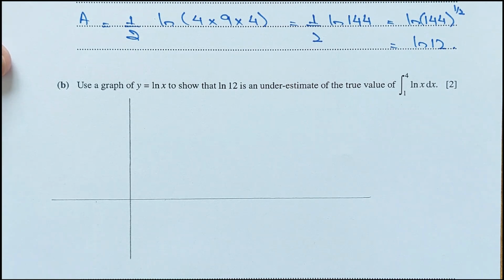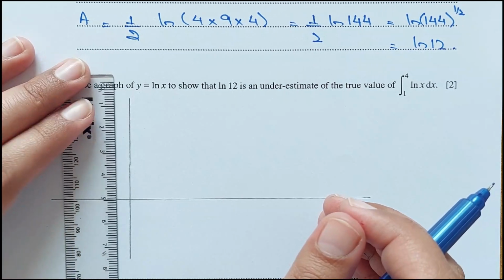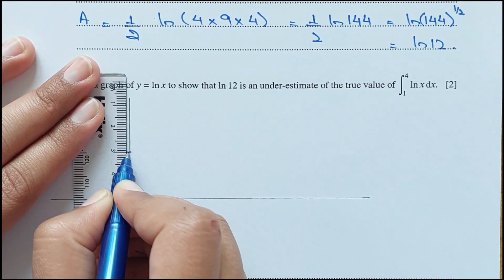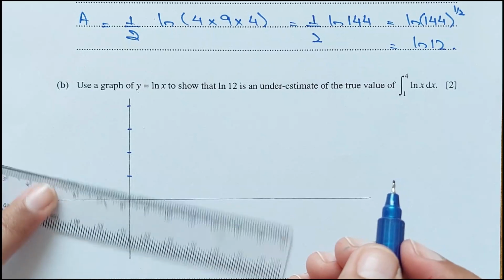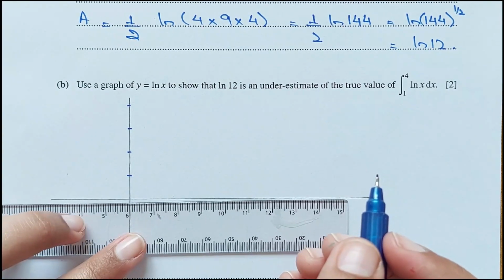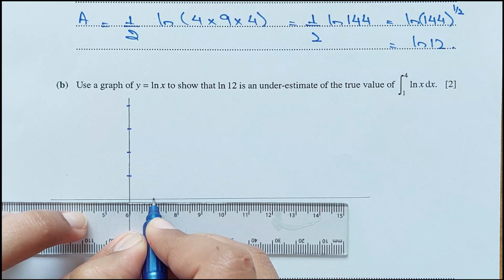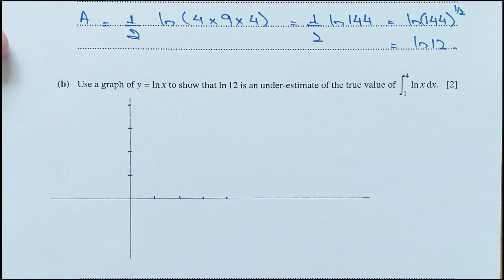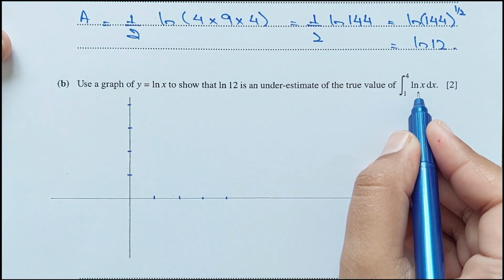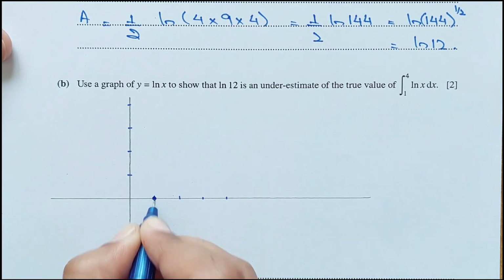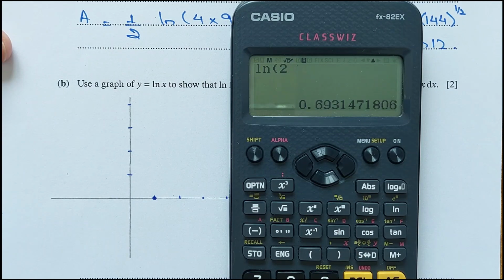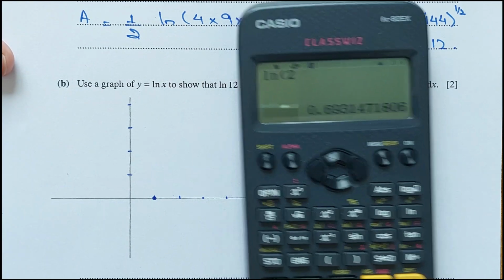Okay, so let me do the scaling first. We have 1, 2, 3, 4, and over here 1, 2, 3, 4. We have to go till 4. So first we have to find the value for ln of 1, which is 0. What is ln 2? Ln of 2 is 0.69, or we can say 0.7.